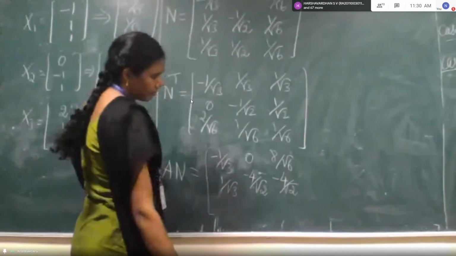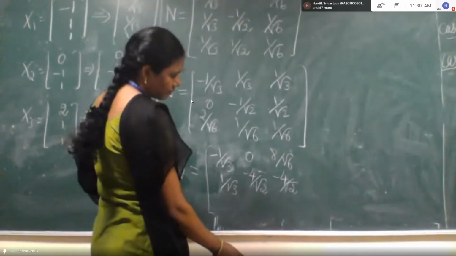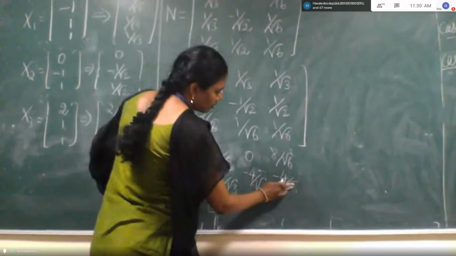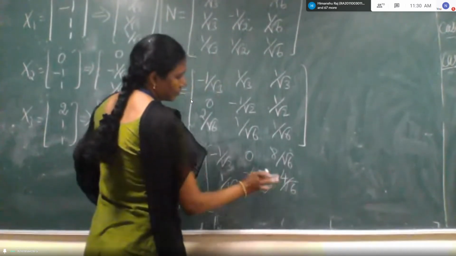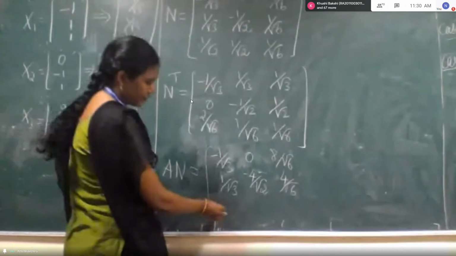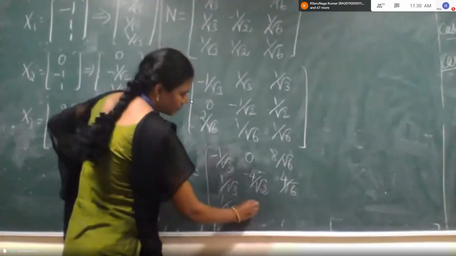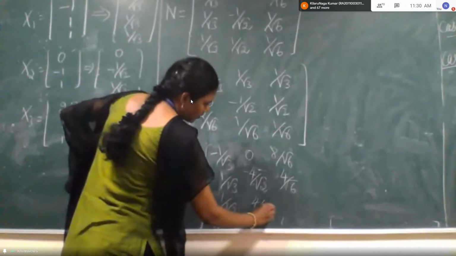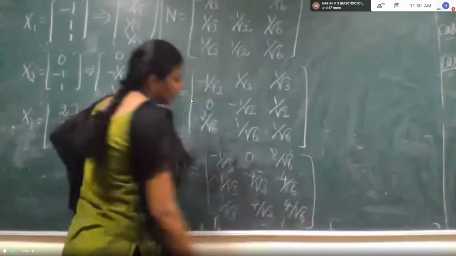And then it is 4 by root 6. Ma'am, it's not minus, it's 4 by root 6. Then 1 by root 3, then 4 by root 2, then 4 by root 6. Everybody check with your answer.